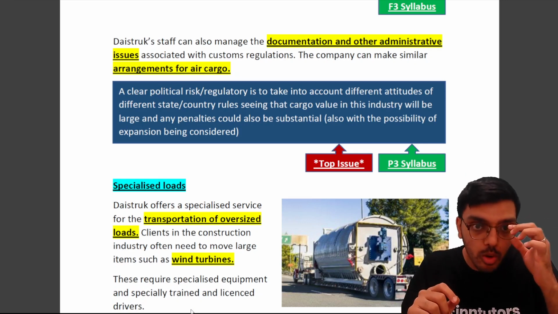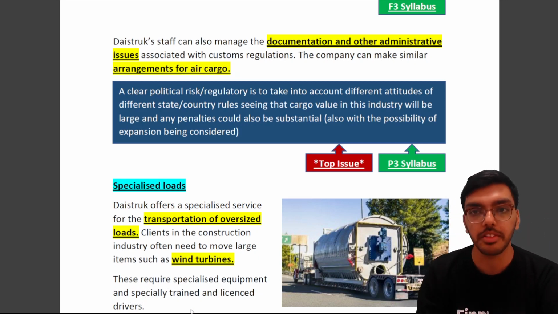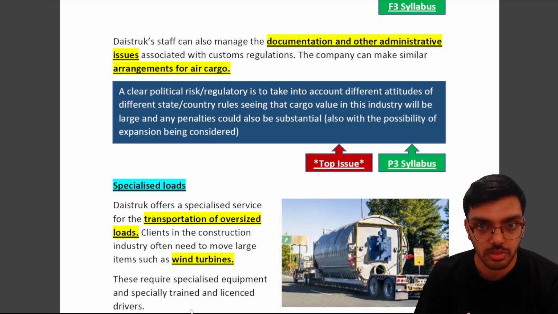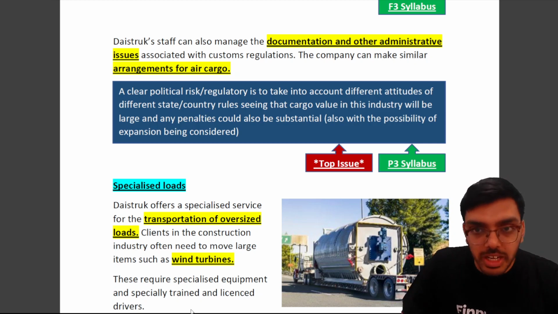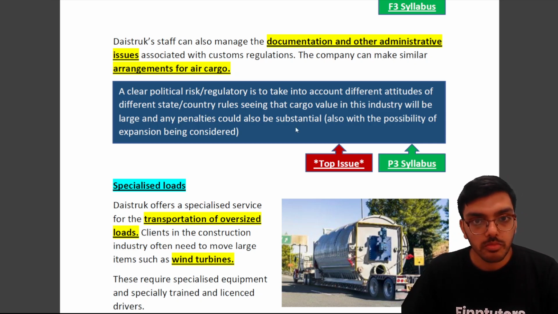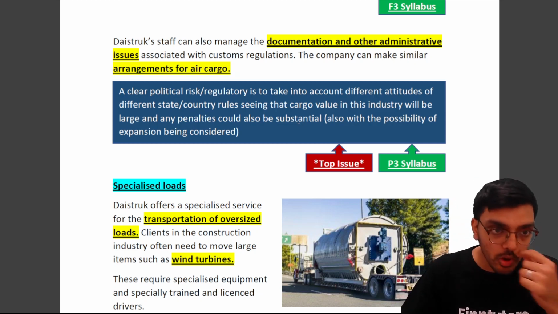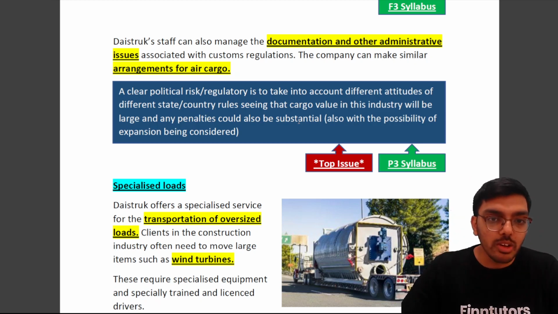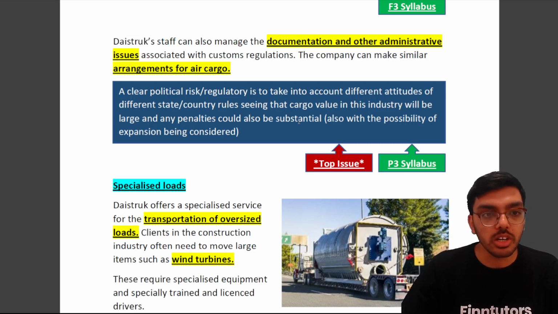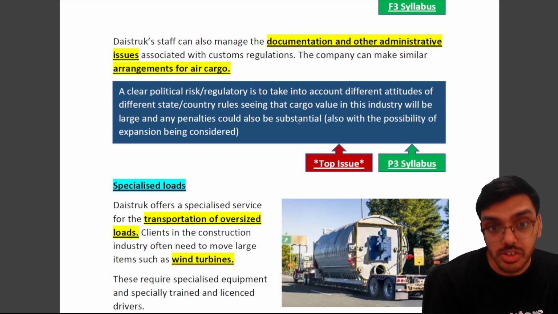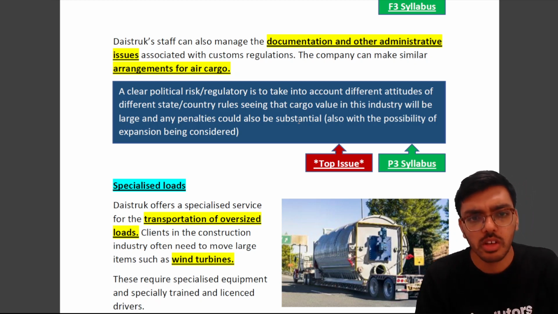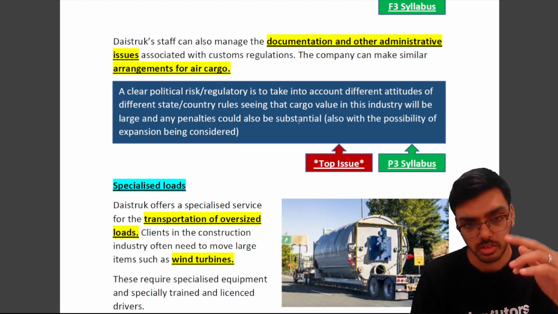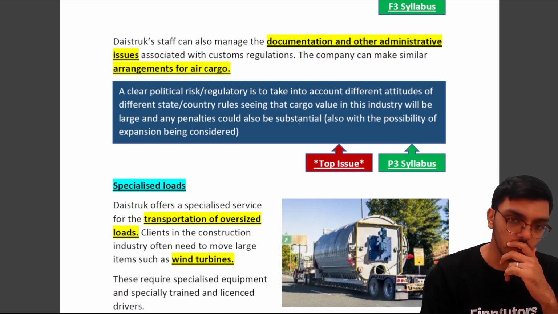Daistruk staff can also manage the documentation and other administrative issues associated with custom regulations. So we also look after the documentation and admin issues. The company can make similar arrangements for air cargo as well. A clear political or regulatory risk is to take into account different attitudes of different countries' rules, seeing that cargo value in this industry will be large. And the penalties could also be substantial.